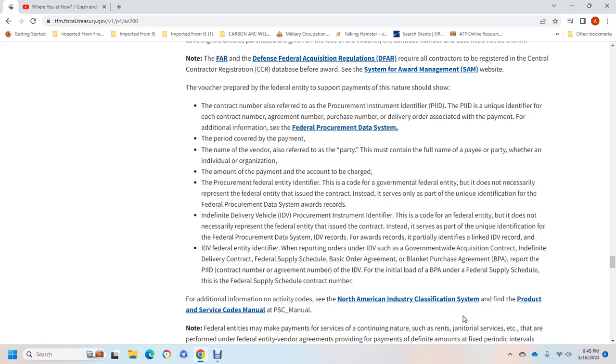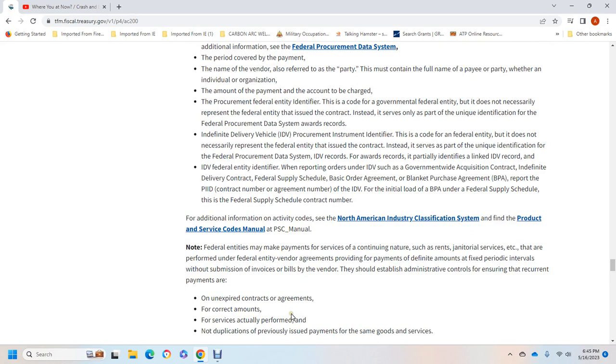Of this Federal Supply Schedule for the contract number, additional information includes the North American Industry Classification System, the Product and Service Code manual, the PSC manual.